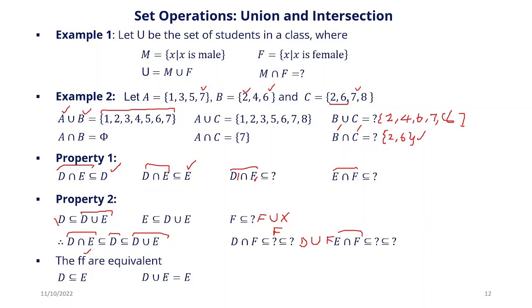D union E equal to E. If the union is equal to E, it means that D intersection E is what? Let's look at it this way. This is E. If D union E equal to E, it means that the whole of D is inside E. So where do D and E intersect? Certainly they intersect in D.